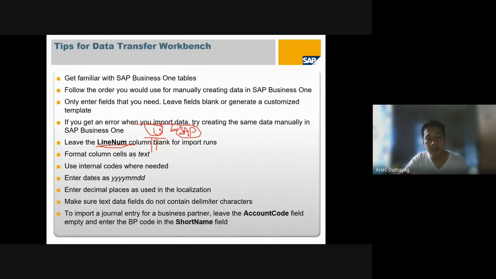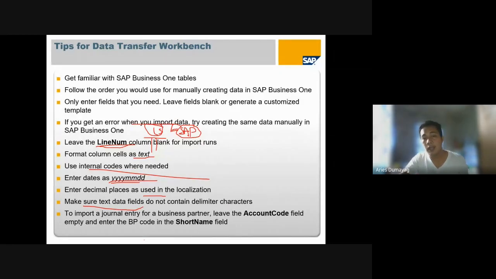So, kung kailangan ng text version, you format it to text and then use internal codes kung kailangan. Enter date as the way SAP is using the format, or you may go to your setting options in your SAP Business One and then adjust the settings that's given during the first time you use it, yung setting of the working environment. Okay? That includes languages and, of course, your personal design of your interface that you would like to adjust. Enter decimal places as needed, and make sure data fields do not contain delimiter characters.